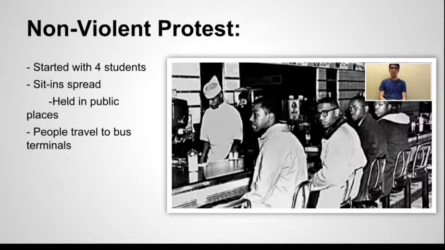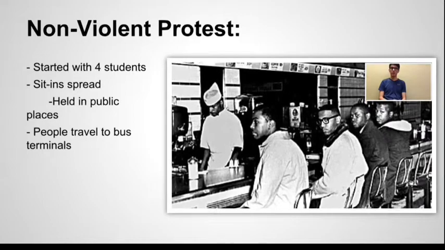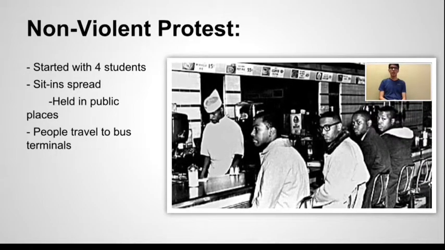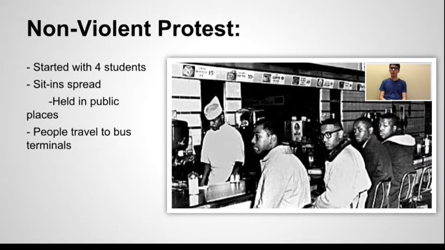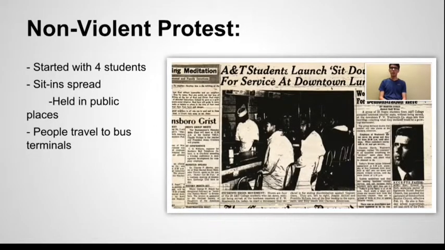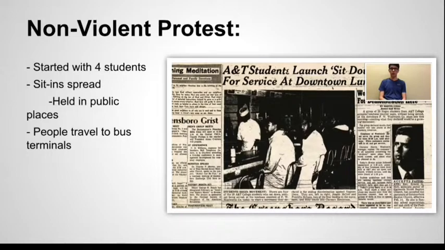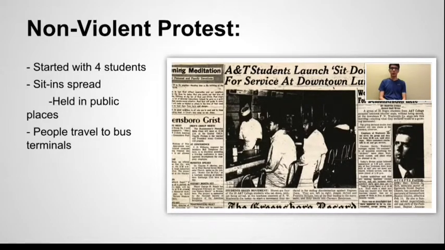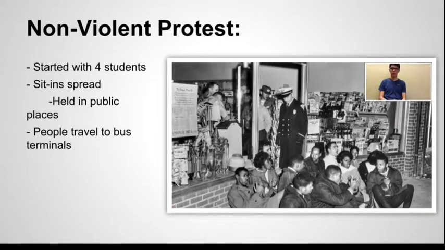Within two months, sit-ins had spread to 54 cities and nine states. They were staged at segregated stores, restaurants, hotels, movie theaters, and swimming pools. The sit-ins offered students a way to take matters into their own hands.